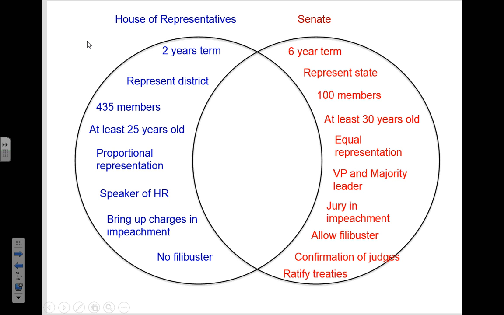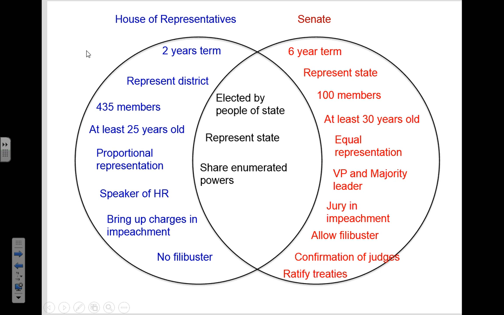Now, what are the similarities? Well, both are elected by people of the state. The House members are elected by people from that district of the state, but they're still elected by people of the state. And they both represent the state. Granted, the senators represent the entire state. The House represents the interests of their district first, but the state second. But they still represent their state.